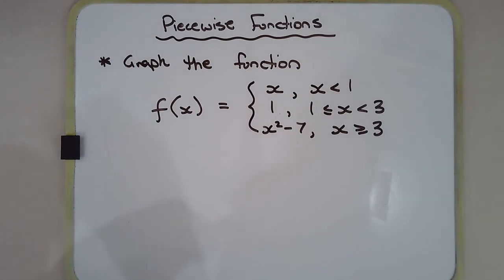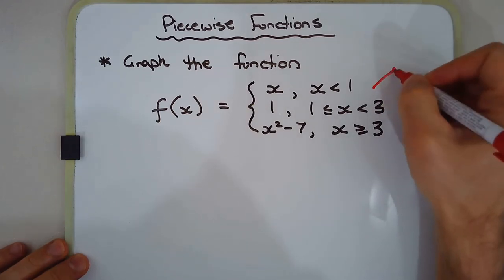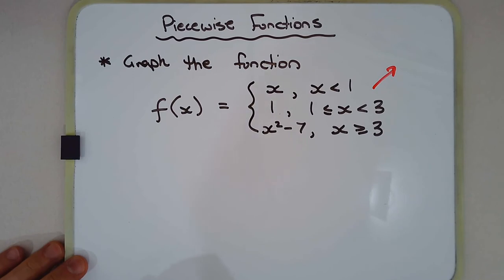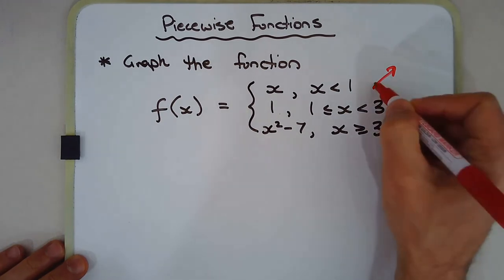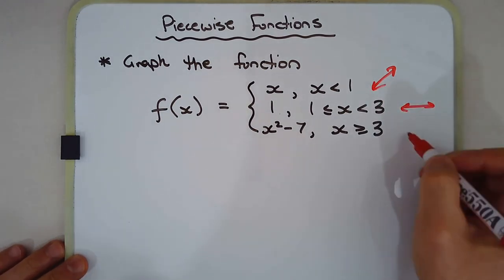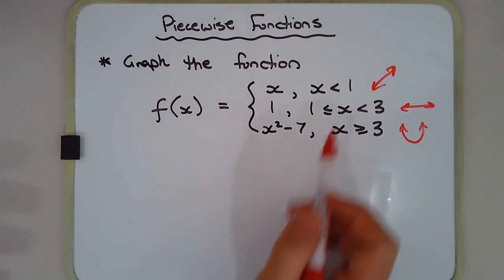Before I move the camera to the screen and show you what's going on in Desmos, y equals x is linear. The function f of x equals 1 is a horizontal line, so it looks like that. And x squared minus 7 is a concave up parabola. So really what we're doing is bringing those three shapes together, not necessarily joining them, but graphing them in such a way that we satisfy the domain given. So the shape's only extended so far as the domain allows.